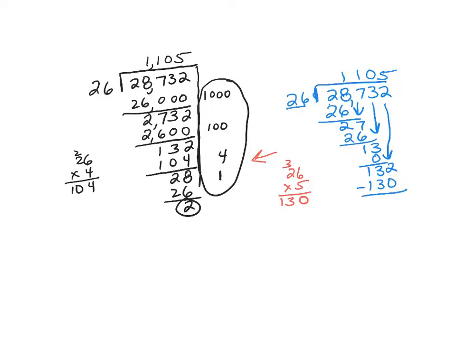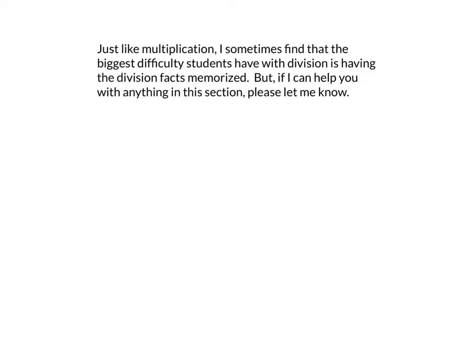I'm going to put down the 130, and I get a remainder of 2. So I have a final answer of 1,105 with a remainder of 2. And once again, it doesn't matter to me what method you want to use as you go through and do these problems. Just like multiplication, I sometimes find that the biggest difficulty students have with division is having the division facts memorized. But if I can help you with anything in this section, please let me know.